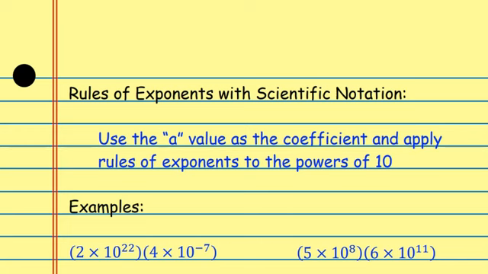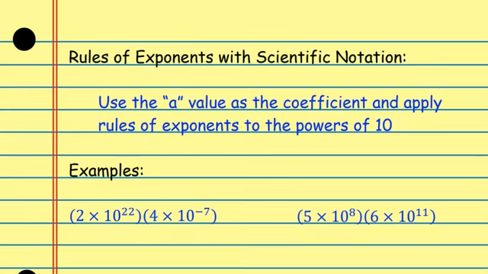To apply rules of exponents to scientific notation, I simply use the a values as the coefficients, and then I apply the rules of exponents to the powers of 10. So those powers of 10 will act as my variables in this situation, okay? So the a values are my coefficients. I apply the regular operation the same way I always would, but the powers of 10, I apply rules of exponents. So when I'm multiplying, I add the exponents. When I'm dividing, I subtract the exponents. When I'm raising to a power, I multiply the exponents, okay?